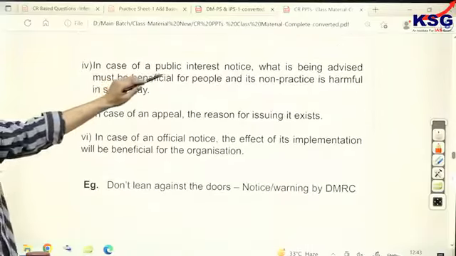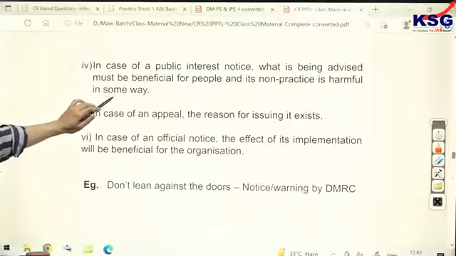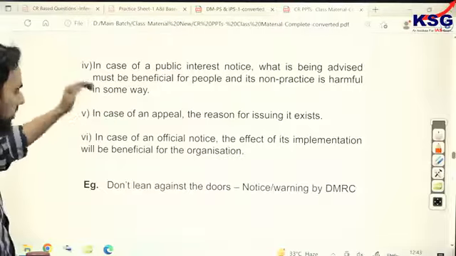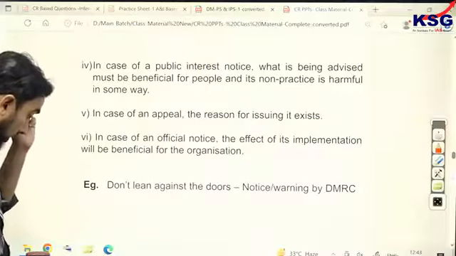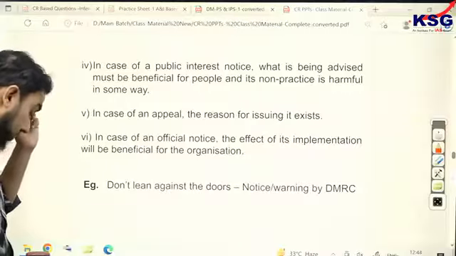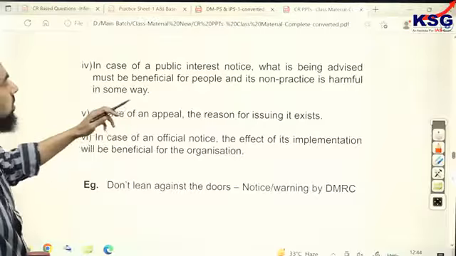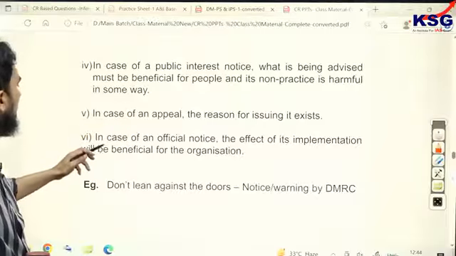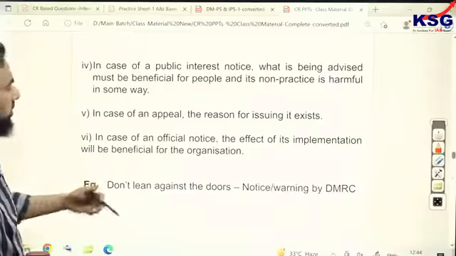In case of a public interest notice, what is being advised must be beneficial for people, and its non-practice is harmful in some way, yes. Because the relevant authority that is issuing it is supposed to be the custodian, supposed to be responsible. So whatever recommendation it gives will have the positive impact. Fifth, in case of an appeal, the reason for issuing it exists, yes. In case of an official notice, the effect of its implementation will be beneficial for the organization, yes.